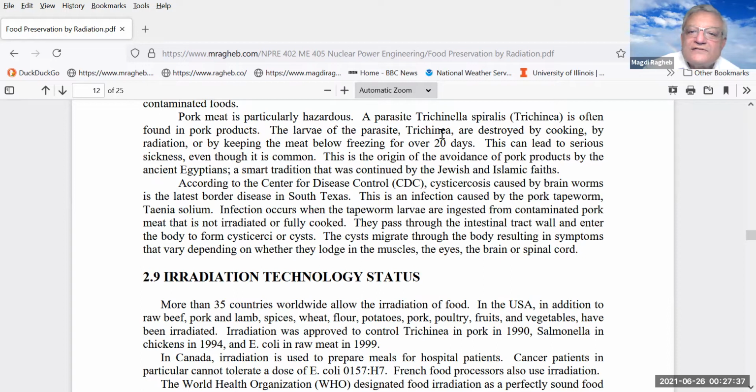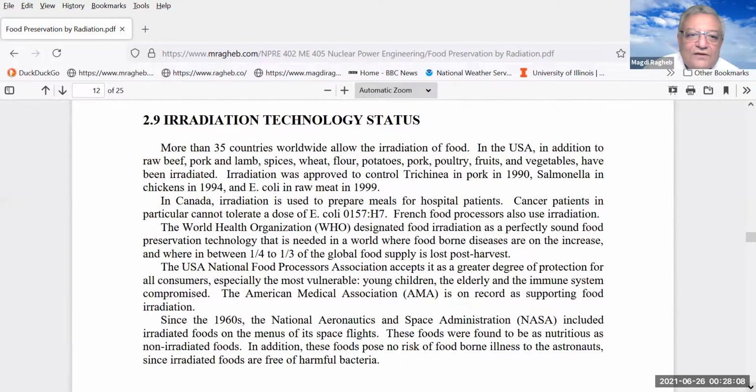The larvae of the parasite are destroyed by cooking, by radiation, or by keeping the meat below freezing for over 20 days. This can lead to serious sickness, even though it is common. This is the origin of the avoidance of pork products by the ancient Egyptians. That's when pork was banned in the food supply all the way to the time of the pharaohs. A smart tradition that was continued by both the Jewish and the Islamic faith. If pork is not well cooked, it is a big danger.